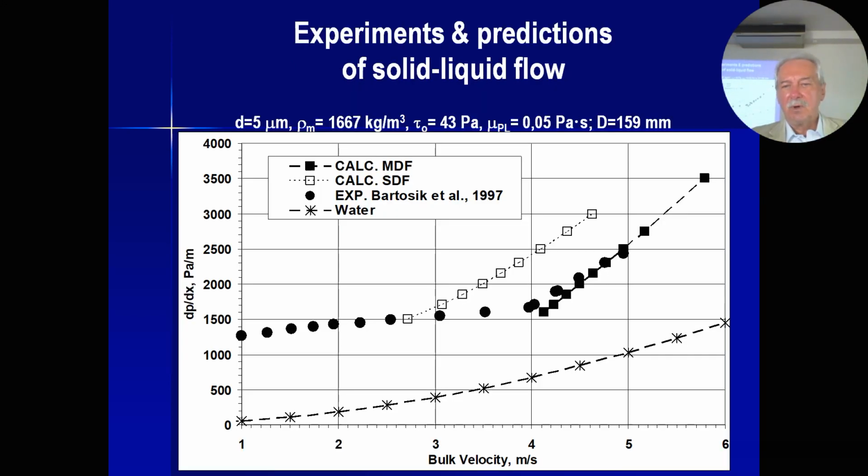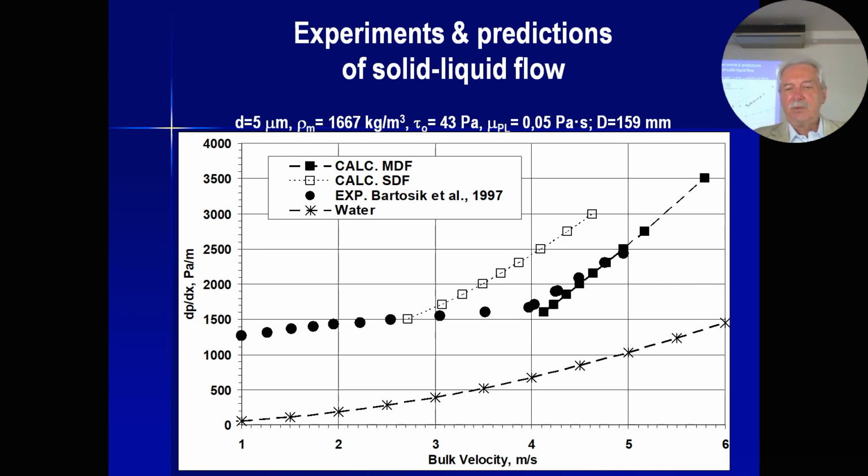So we see that turbulence is very important in engineering, and here is an example of how the presence of solid particles affects the flow. On the OY axis, there is pressure drop per 1 meter, and on the horizontal axis, there is the bulk velocity of the solid-liquid flow.